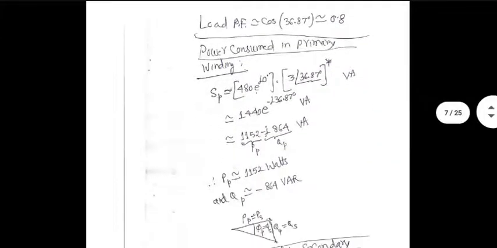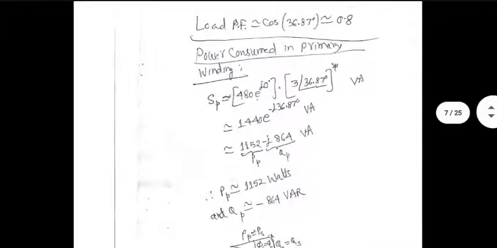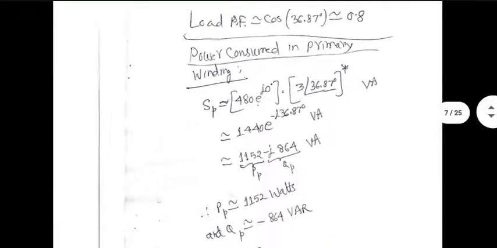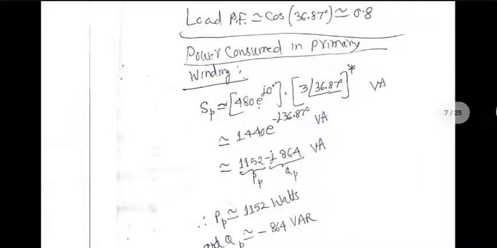Now the complex power calculation on both primary and secondary side. On the primary side, 480 e to the power j 0 degrees multiplied by 3 with an angle of 36.87 degrees. Half is gone because we are assuming RMS values for 480 and 3. So the complex power on the primary side is 1440 e to the power minus j 36.87 degree VA. Oh yeah, complex conjugation is necessary in current. That's why the minus sign has come in the angle.